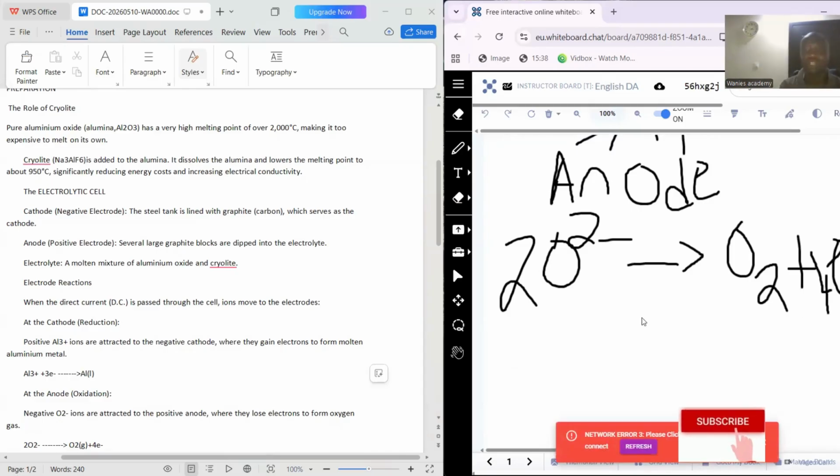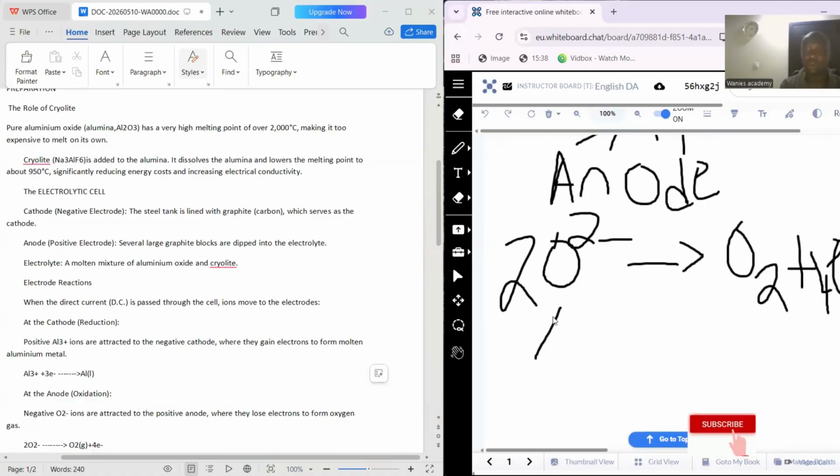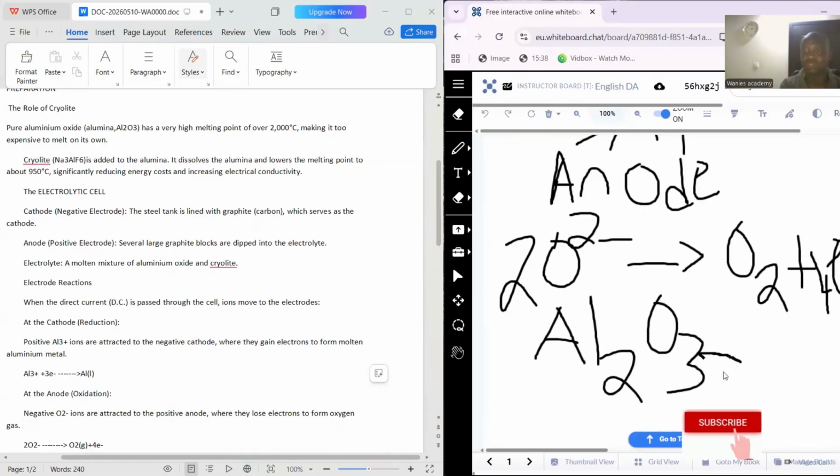Then the overall equation of the electrolysis of aluminium oxide is given to us. This aluminium oxide, alumina, Al2O3, will give us aluminium metal, as I showed you. Remember that the aluminium is formed as a free metal in the molten form at the cathode. So we have Al here. Then, of course, oxygen gas is also produced, and that happens at the anode, the positive electrode.